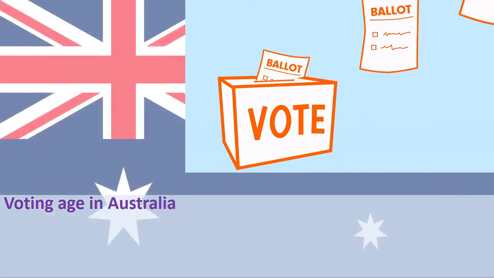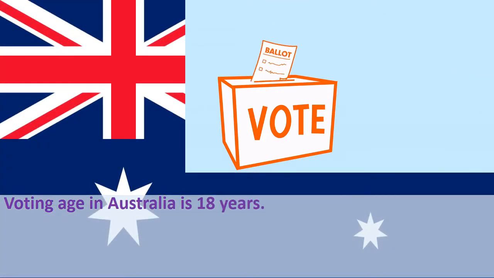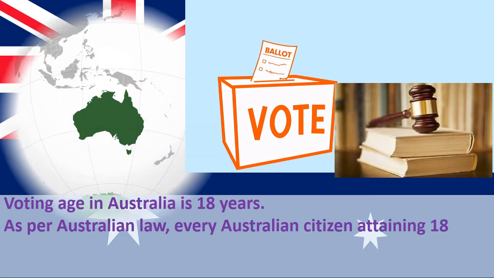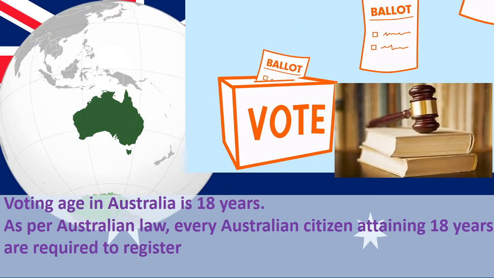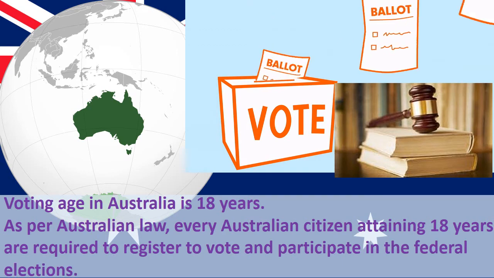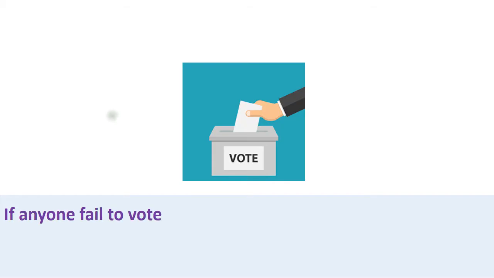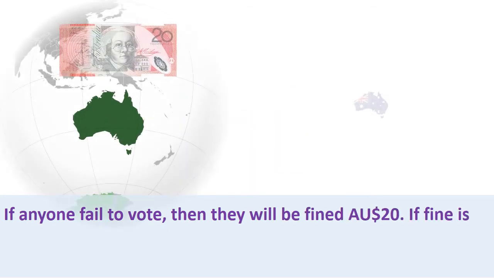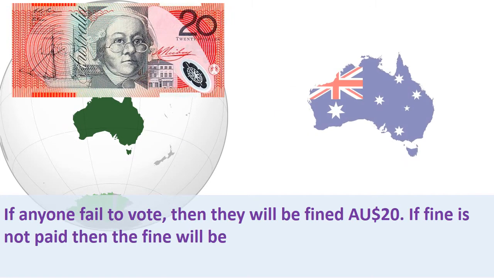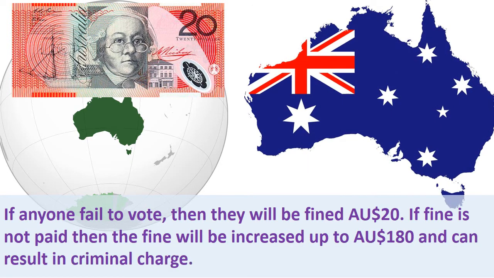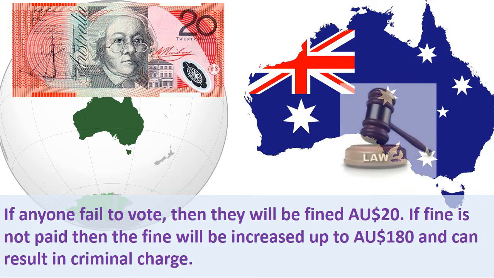Voting age in Australia is 18 years. As per Australian law, every Australian citizen attaining 18 years is required to register to vote and participate in the federal elections. If anyone fails to vote, then they will be fined $20. If the fine is not paid, then the fine will be increased up to $180 and can result in criminal charge.